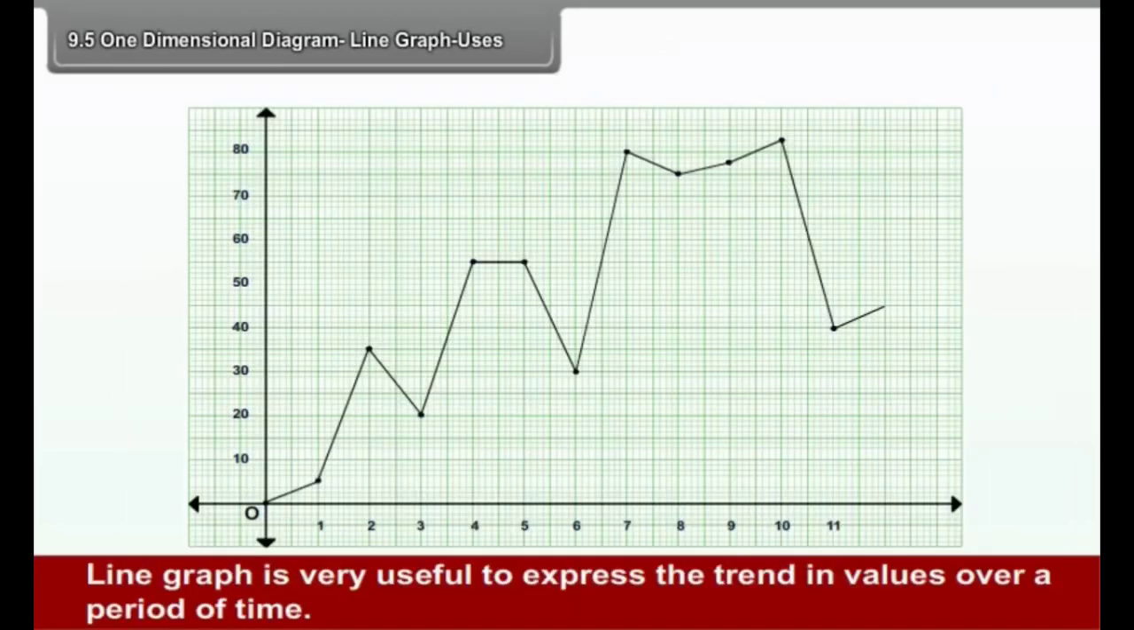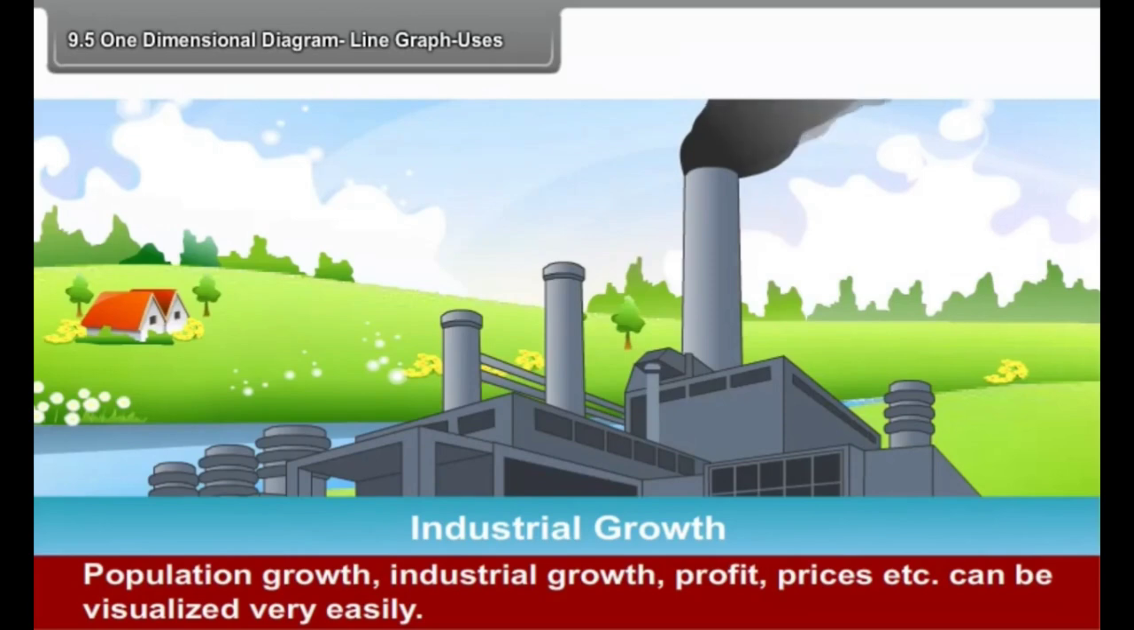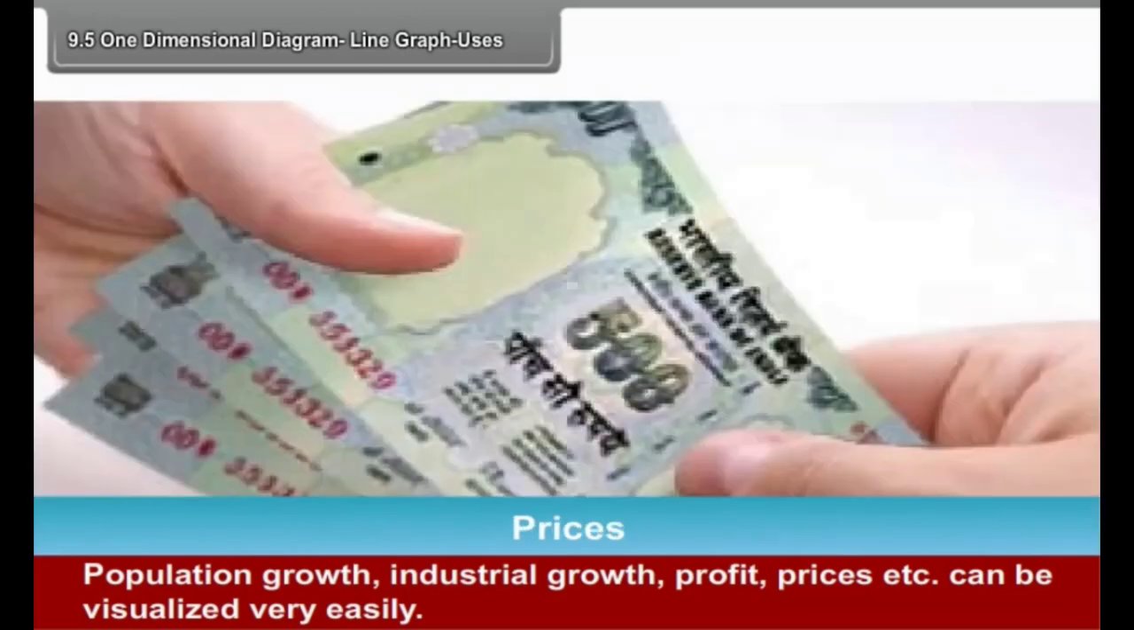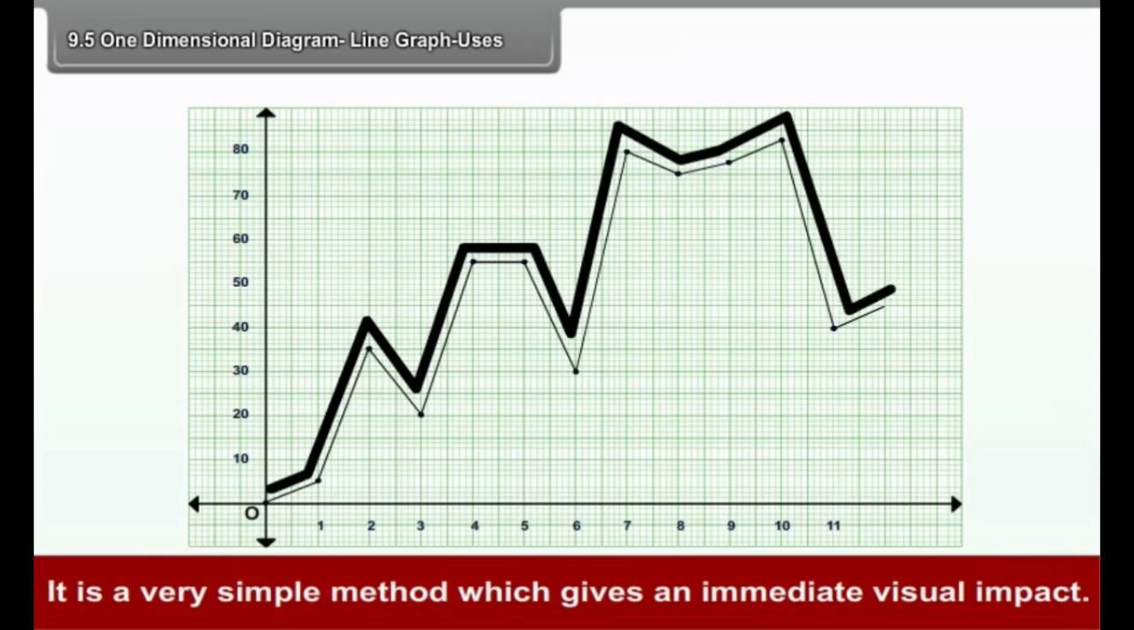Uses. Line graph is very useful to express the trend in values over a period of time. Population growth, industrial growth, profit, prices, etc. can be visualized very easily.